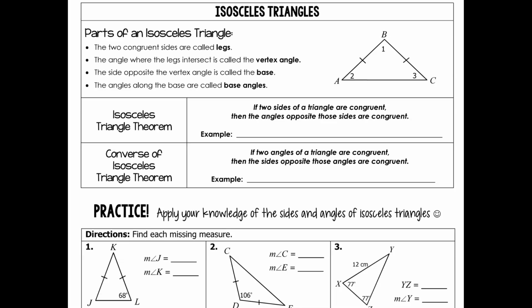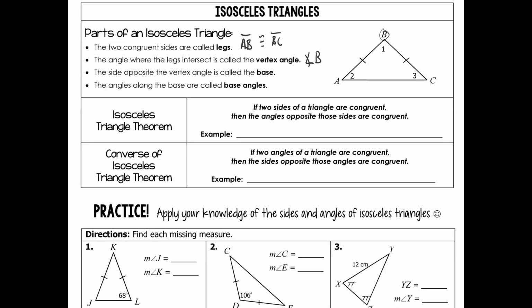Alright, so first of all, the parts of an isosceles triangle. The legs are the two congruent sides. So in this triangle that you're looking at here, the two sides that are marked congruent, those are called the legs. And in this case, that's simply segment AB, which is congruent to segment BC. Okay, the angle where the legs intersect, they intersect up here at B, so that's just angle B, and that's the vertex angle.